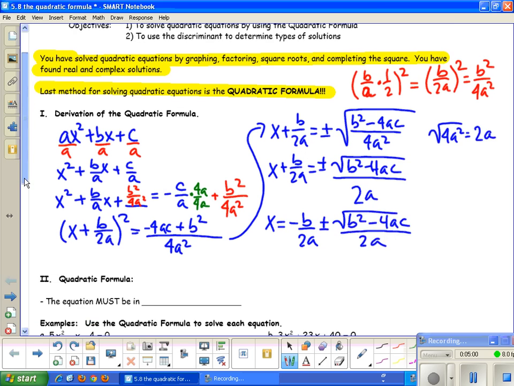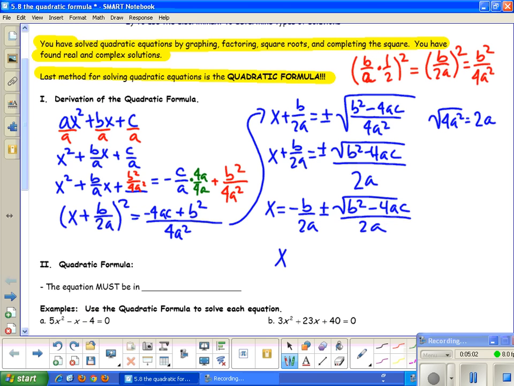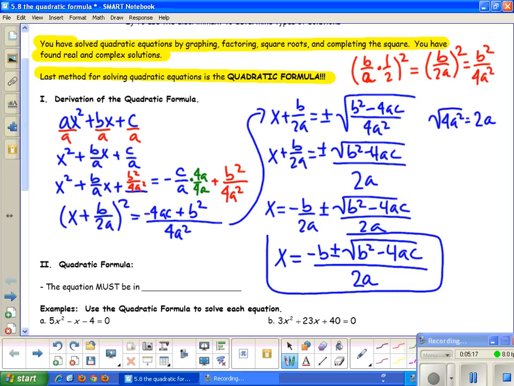And since these have a common denominator, I'm going to go ahead and put it all over the same denominator, and I get x is equal to negative b plus or minus the square root of b squared minus 4ac all divided by 2a. So this right here is my quadratic formula.